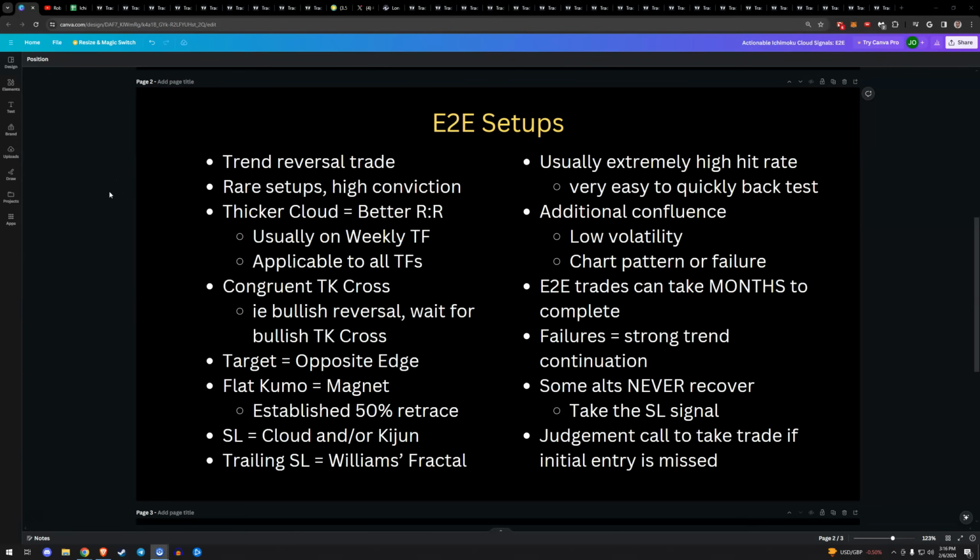If you're looking at some altcoin, I'll just say something like TIA, right? Something that probably won't exist in a couple of years. You're going to have to go down to a lower time frame to find these type of setups. The thicker the cloud, the better the risk reward. That just tells you, again, there's extremely high potential for what almost typically works out as mean reversion, which is just a 50% retrace of the bear market effectively. And you're usually going to find the thicker clouds on the weekly time frames.